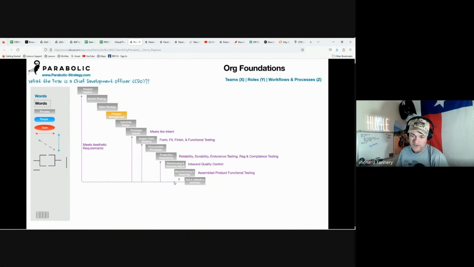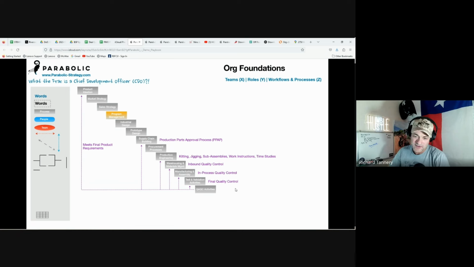We have inbound quality control. We've got in-process quality control. We've got final quality control. And you'll see all of these as we bring in our QA, QC activities. We will have with the manufacturing engineering team developed our kitting, our jigging, our sub-assemblies for all of the different componentry that goes into the vehicles.